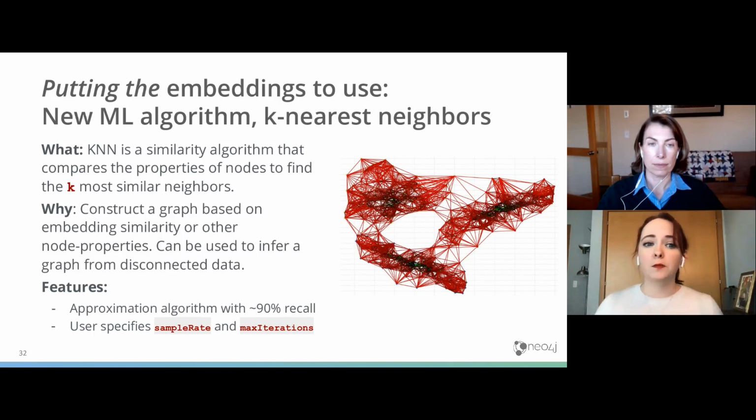And KNN is an approximation algorithm that uses gradient descent to build up your nearest neighbors network with about 90% recall, and it's pretty fast. So a user specifies, this is the sampling rate, this is the number of iterations I want to have, and KNN reconstructs your graph based on your embeddings, based on your node properties, to say where should the edges be based on these representations. So it lets you train your embedding, then make use of it all within Neo.